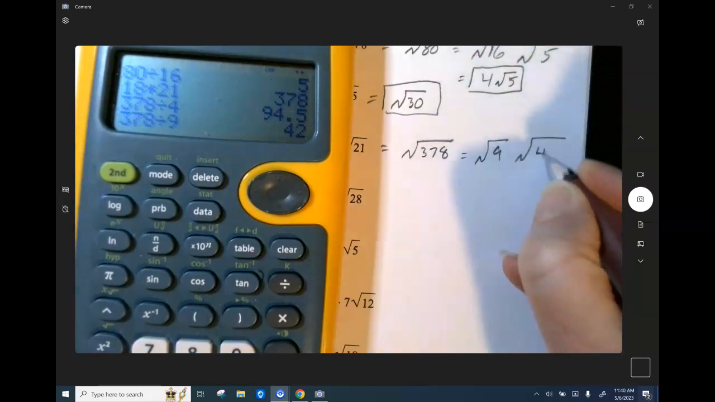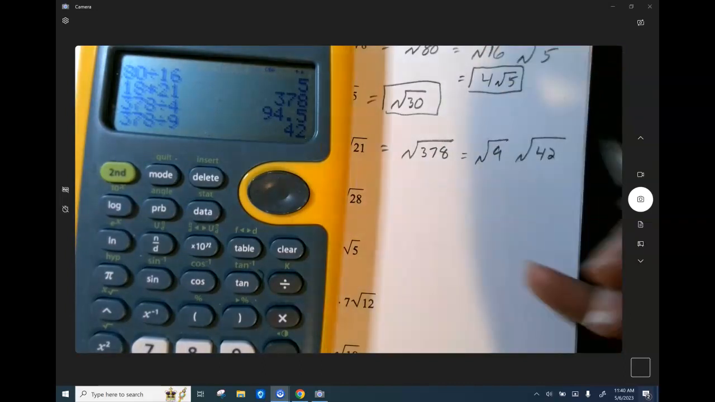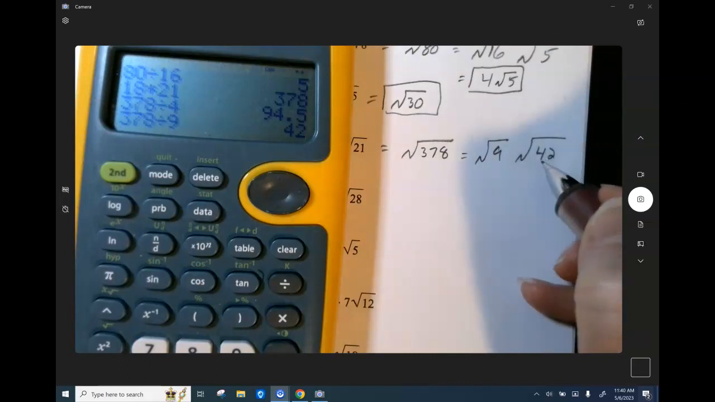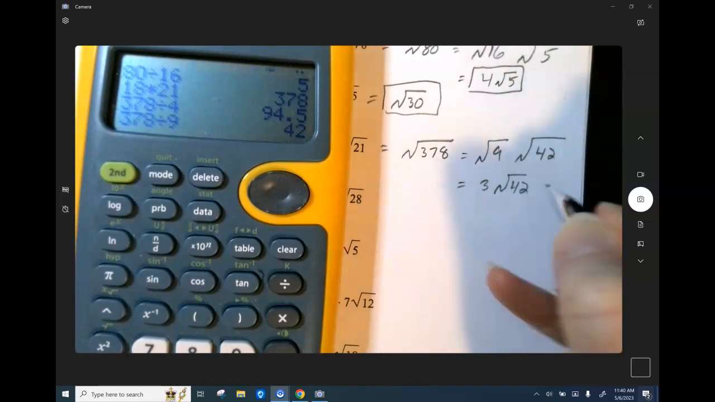9 and 42, but let's look at 42. What goes into 42? 6 and 7. I don't think there's anything more. 6 and 7 aren't going to work for you. 3 and 14, that's it. So we get 3 square root 42.